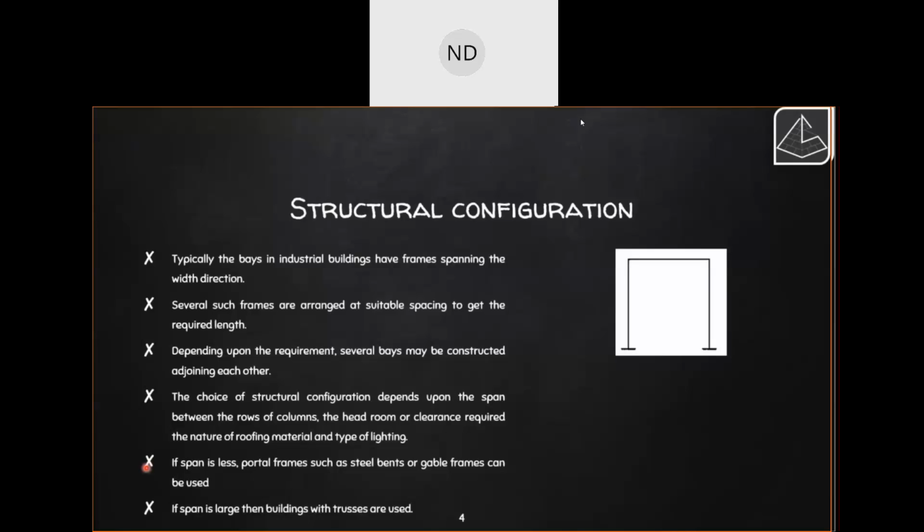So this is the steel bent arrangement where you have steel columns and the steel beam supported by these columns. This is the gable frame where you have the columns supporting these inclined beams connected together. As the span increases, we will require a truss arrangement on the roof.